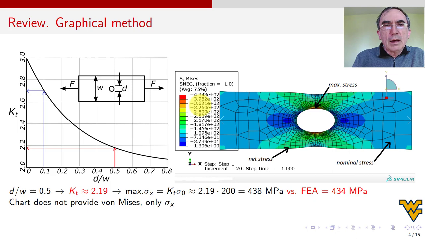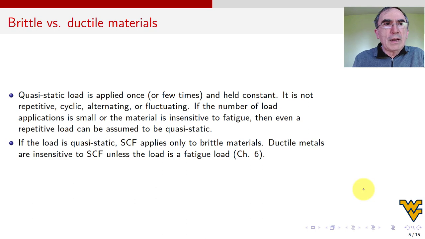All right, so how do we handle this without doing finite element analysis? Well, we calculate the net stress and we multiply by the stress concentration factor. And the stress concentration factor, where do we get it? We get it from this chart. Here it is, KT. And the chart gives us these values for different geometries. That is the ratio of the diameter of the hole versus the width of the plate. All right. And so we get this number, and with that we get the maximum stress. And for this case, we predict 438 and finite element predicts 434. So identical, basically.